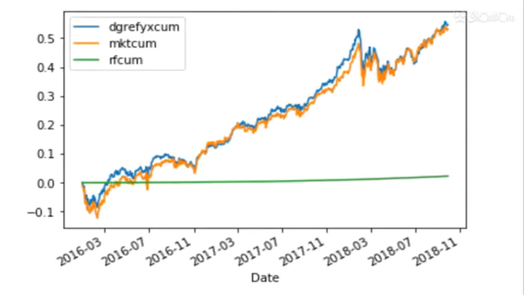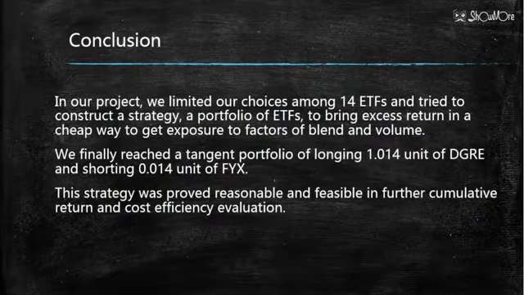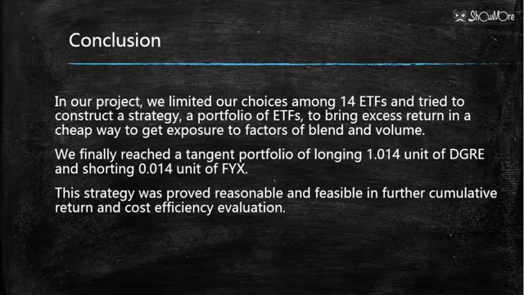The annualized average return of our tangent portfolio is 23.54%, but the expense ratio is only 0.29%, which means our strategy is economically feasible. To conclude, in our project, we limited our choices among 14 ETFs and tried to construct a portfolio of those ETFs. This strategy was proven to be reasonable and feasible.